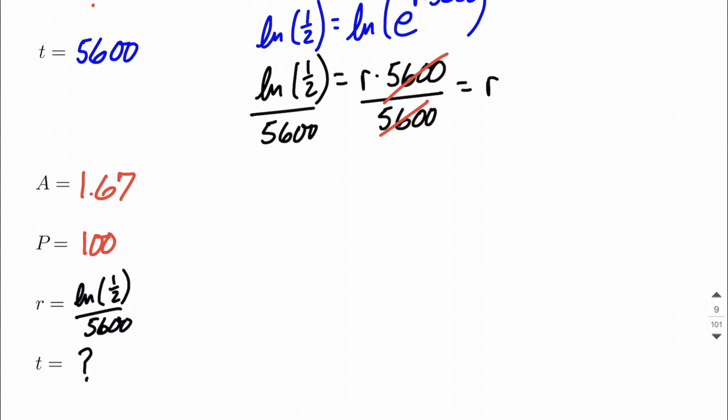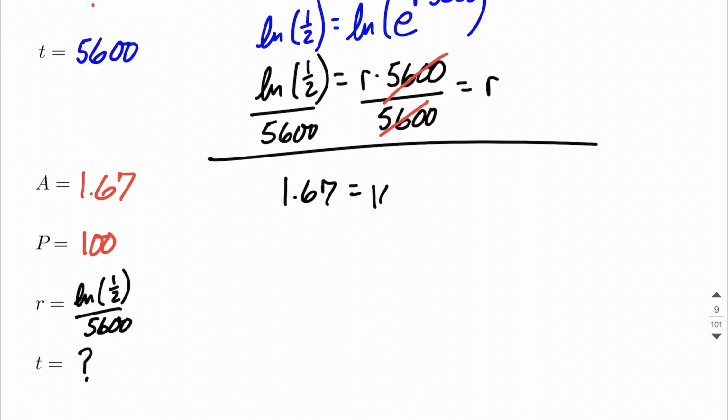Same formula: 1.67 equals 100, our starting amount, times e raised to, and I know this looks messy, the natural log of 1/2 over 5,600 multiplied by our t, that's all up in the exponent. So, kind of the same steps as we move forward here, trying to get t all by itself. First, I'm going to isolate the e raised to the power, so I'm going to divide both sides by 100.